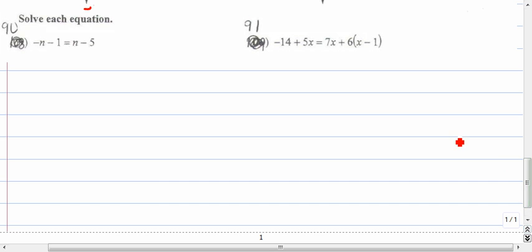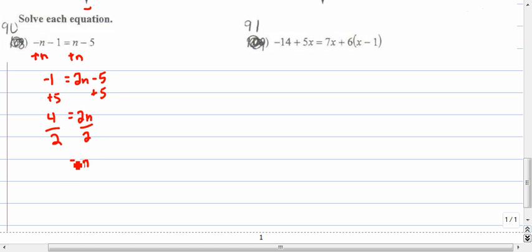Okay, the next problem asks us to solve each equation, so I need to get n by itself. So the first thing I'm going to do is add n to both sides. So I've got negative 1 equals 2n minus 5. I'm going to add 5 to both sides. It gives me 4 equals 2n. Divide both sides by 2. n equals 2.